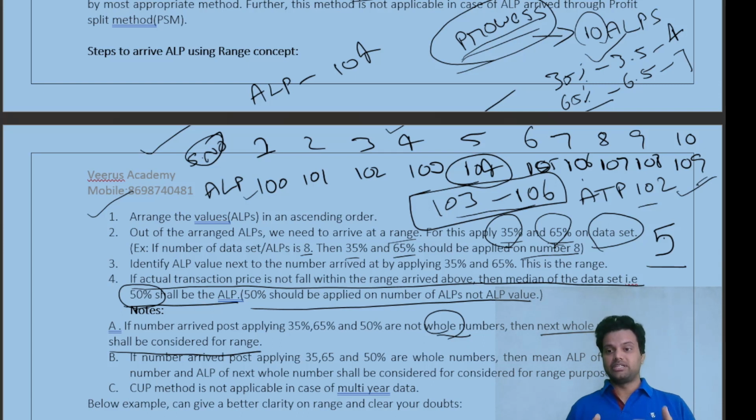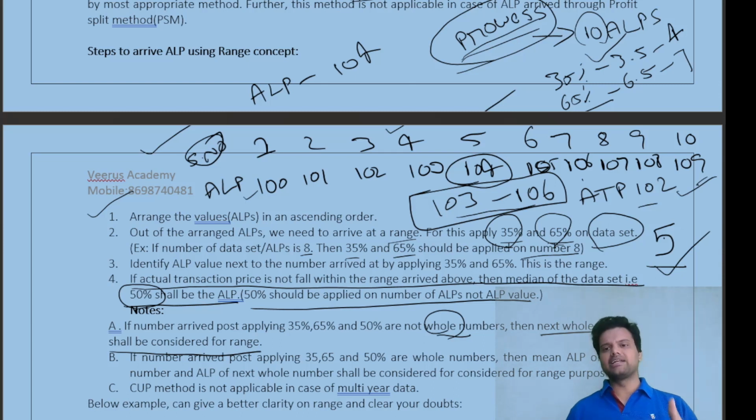What if the actual transaction price does not fall within the range? Then we need to go to the next step. What is the next step? Take the total data set, that is 10, and apply 50% of it. That comes to 5 here. Against the 5th data set, what is the ALP? The ALP here is 104. That means the ALP for this transaction is 104. This is the concept of range.